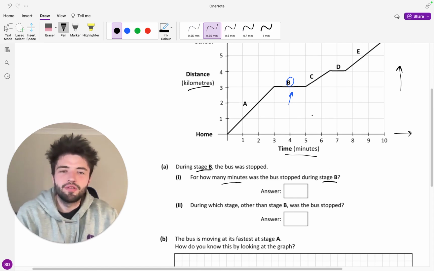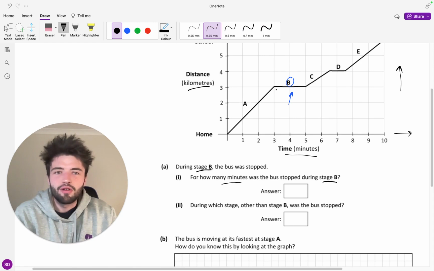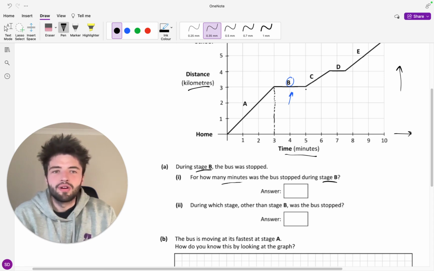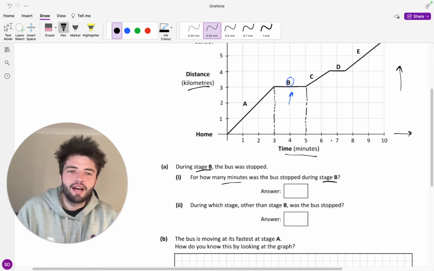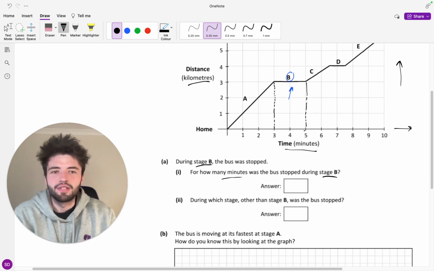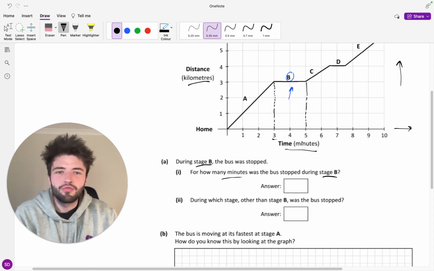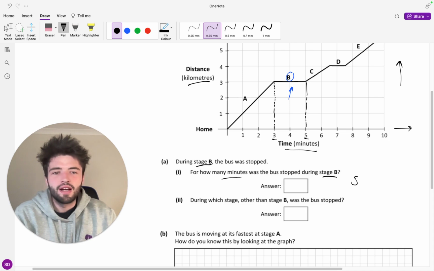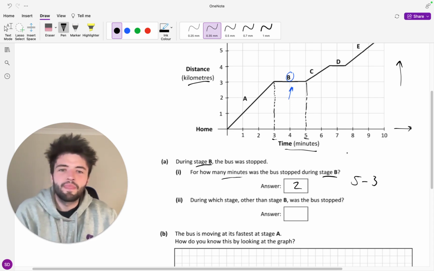To do this, we just find out where stage B started, and it started here. I'm going to draw on the diagram now, so we can draw a line down from where it started and from where it ends onto the axis with time, which is on the bottom. And we just need to subtract the two. We can see that stage B started at minute 3 and ended at minute 5. So the answer is just going to be 5 minus 3, and the answer here is 2 minutes. So that's for part 1.